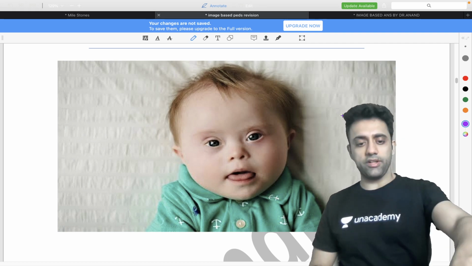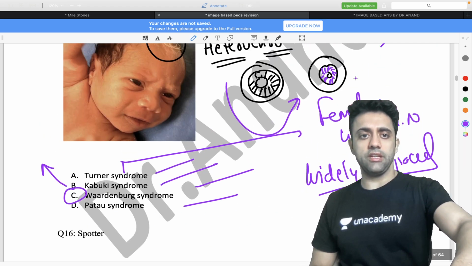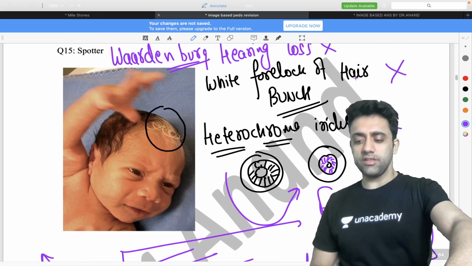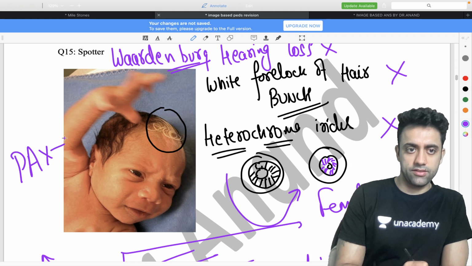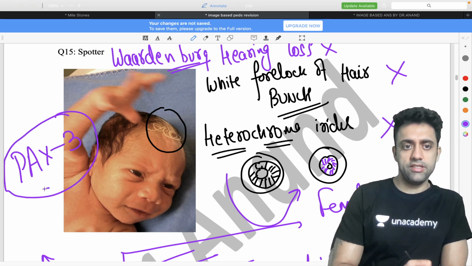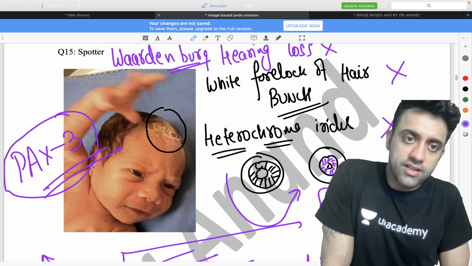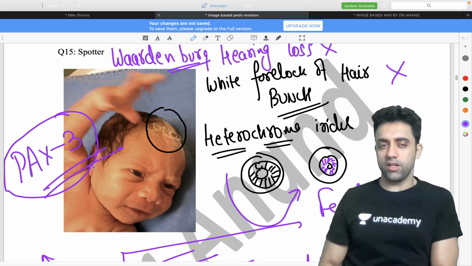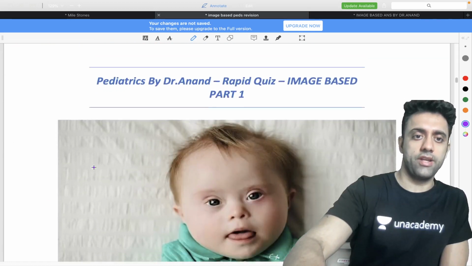One more thing I want to tell you. What is the gene mutation you see in Waardenburg syndrome? Remember PAX3. PAX3 gene mutation you see in Waardenburg syndrome. PAX3. It's an exam question. Okay, very good. Next question.